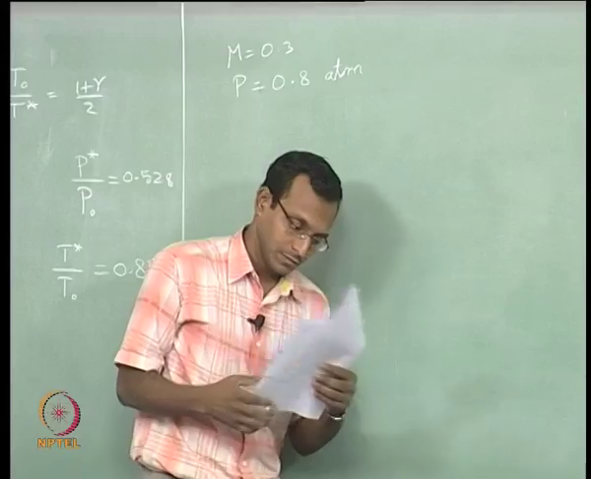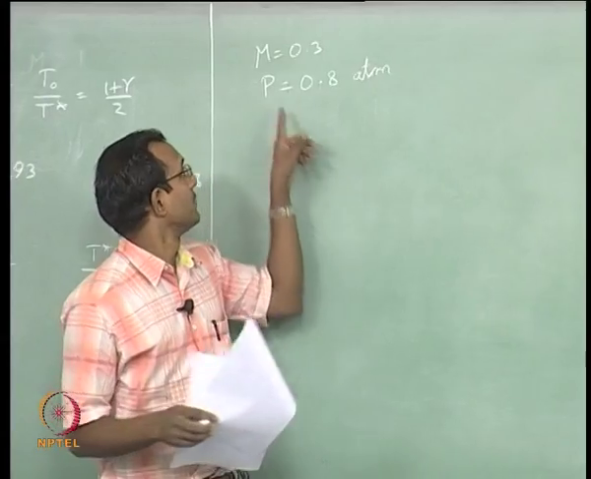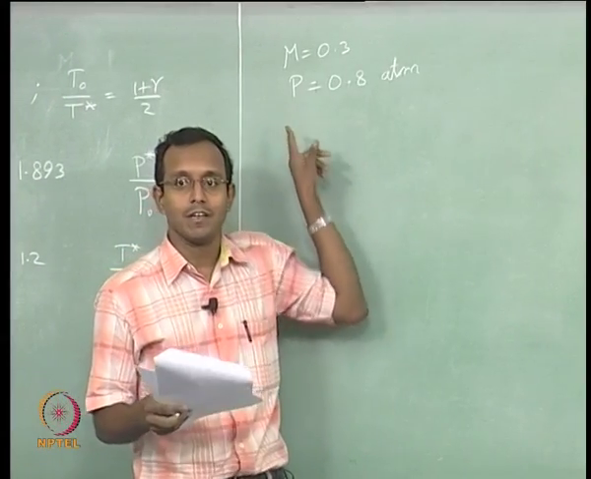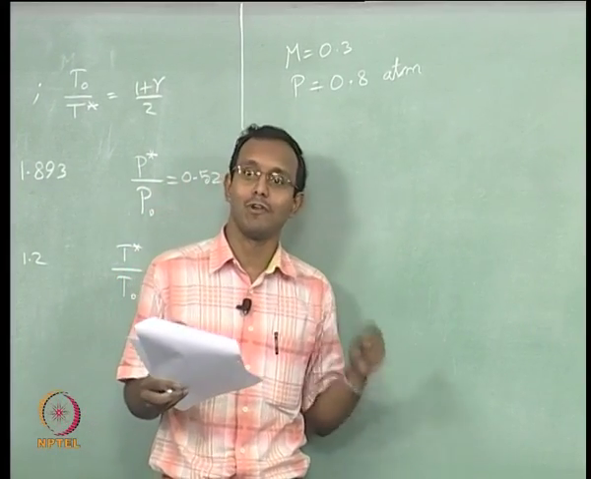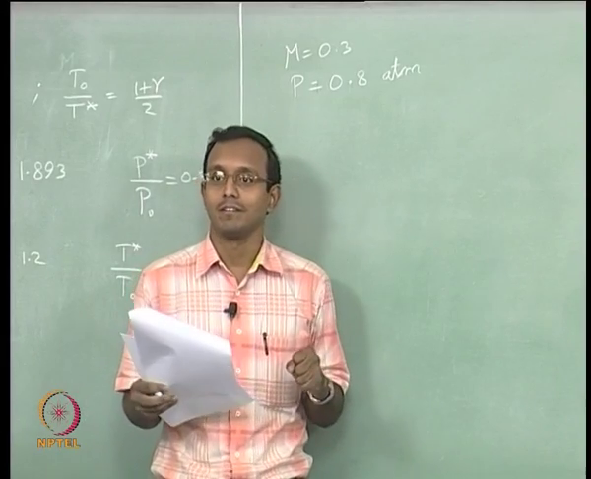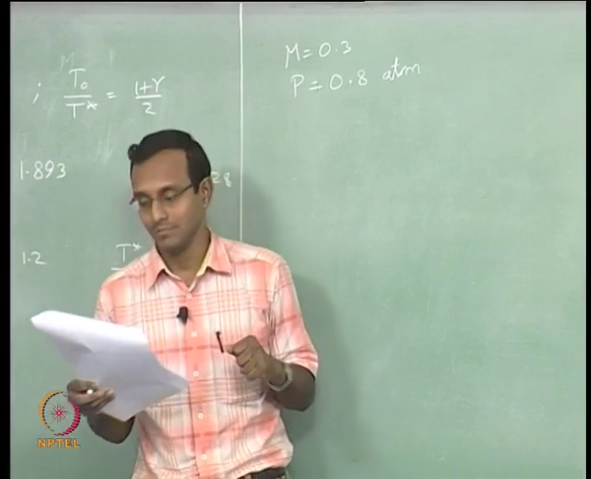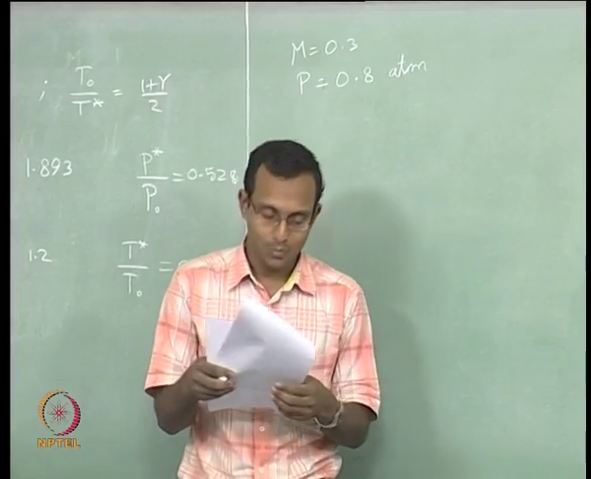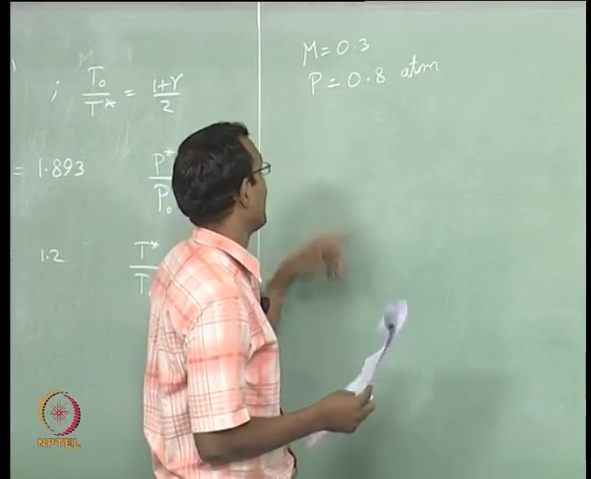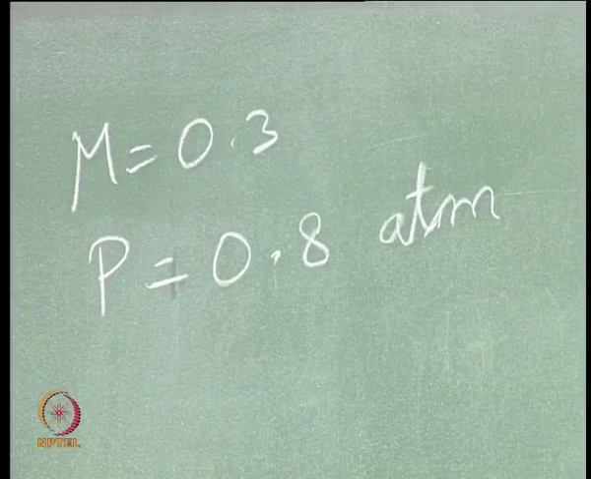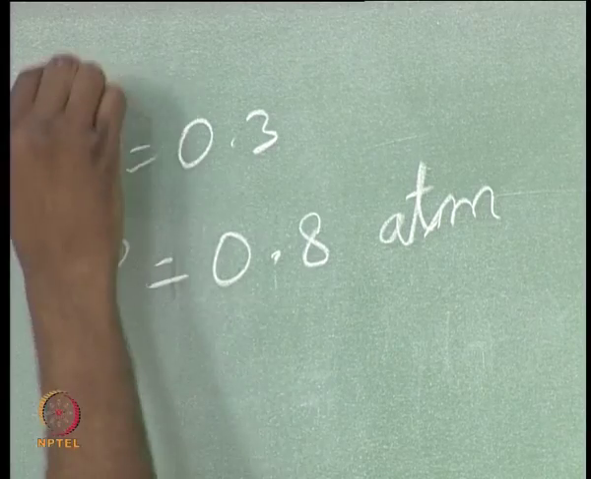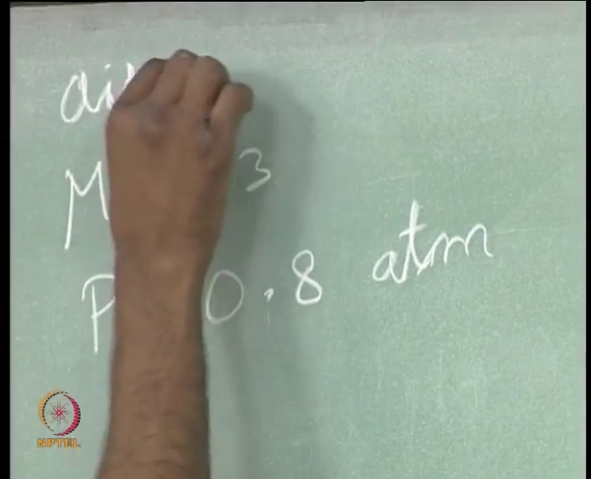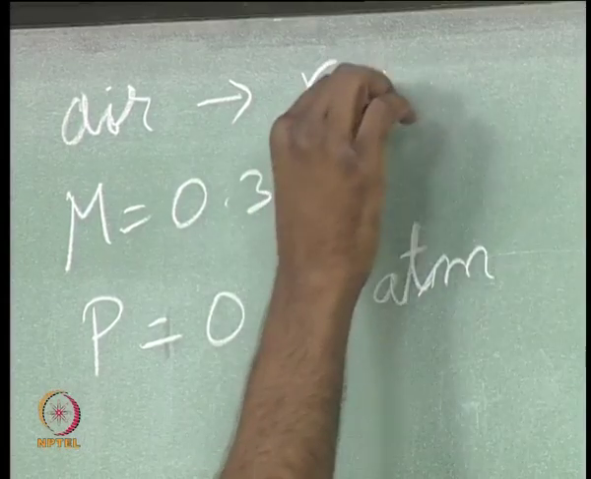Okay. Now, I am saying this is my static pressure, by the way. Now, I am saying if I want to accelerate this flow to Mach number 1, what will be the pressure? That is the question. What will be the pressure if I accelerate this air? Oh, I have to tell you what the fluid is: air. So, air means gamma equal to 1.4.